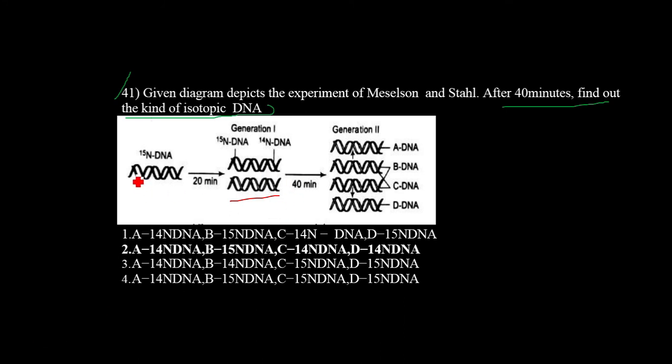See, N15 again in the new list, and N15 again here; instead of the last DNA they gave N15, and the remaining are all N14 only. Means B here is N15, the remaining all N14. See, N14 DNA, B is N15, two strands they have given with an arrow mark like this. This is N15, this is also N15. Next, C is N14 DNA, D is also N14 DNA. These two are N14 only. Here, two N14 are there, two N15 are there. Hence, for question number 41, option 2 is the correct answer.